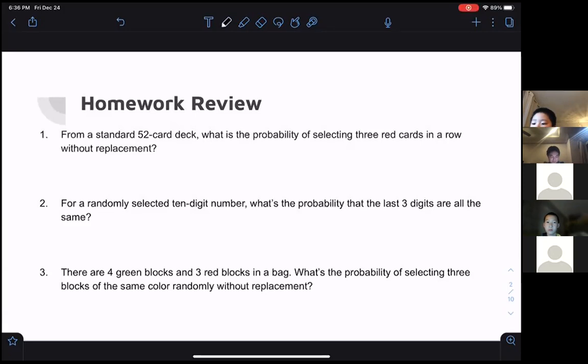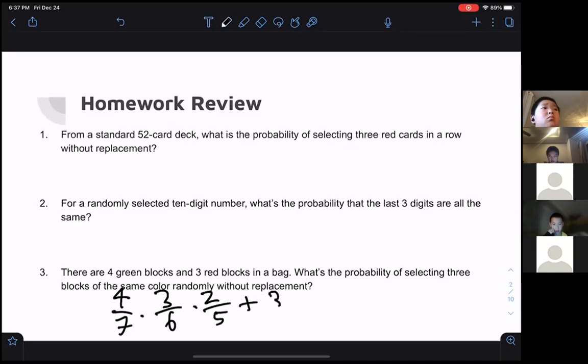Okay, let's continue. So if there are 4 green blocks and 3 red blocks in a bag, what's the probability of selecting 3 of the same color without replacement? This is kind of similar to what we did before, because we have to account for the cases green and red separately. So if we pull 3 green blocks, that's 4/7 times 3/6 times 2/5.